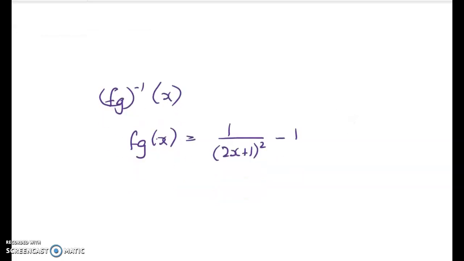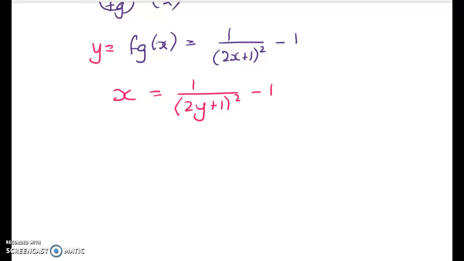Right, so to find the inverse, what we're going to do here, if we think of that as y, is we're going to switch it. And we're going to have x is equal to 1 over (2y plus 1) squared minus 1. We're going to rearrange it, and we're going to get an expression for y. Then we're going to come back, and we're going to think about the domain and the range. Okay, the domain and the range for the composite function, and then the inverse composite function. So that's the very last bit.